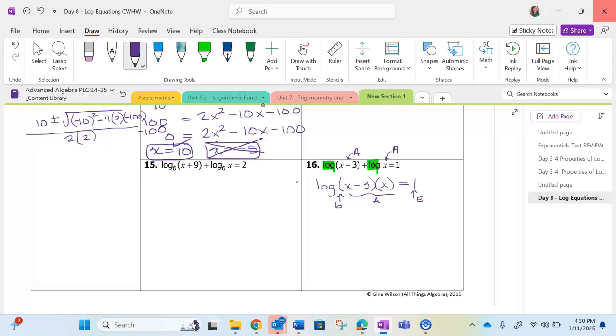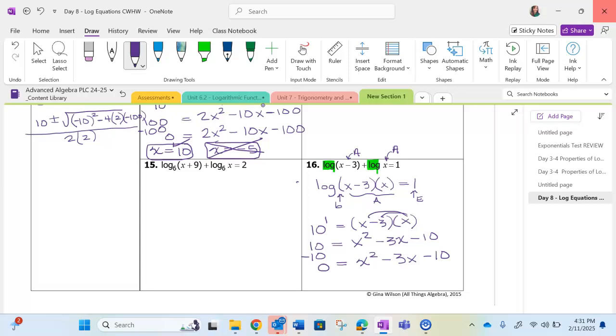Okay, so we're going to change it up. So its base is 10 to the first power equals x minus 3 times x. So 10 equals x squared minus 3x. Again, I have an x squared, so I have to set it equal to 0, so I'm going to subtract 10. So I get 0 equals x squared minus 3x minus 10.